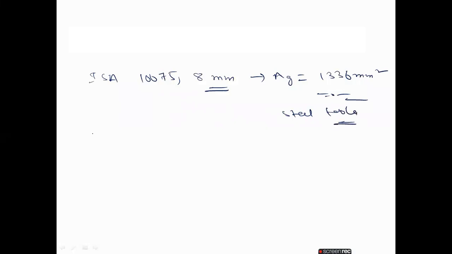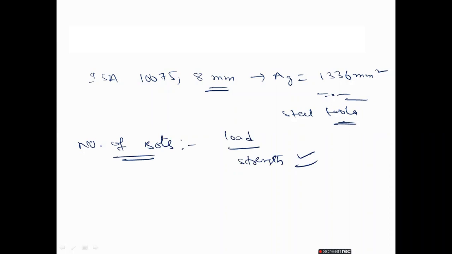Now the next step is to calculate the number of bolts. How will we calculate the number of bolts? Load by strength. This is the formula. We use the bolt diameter d, which is already given as 20, so the hole diameter d0 equals 22, as per the table in IS 800. Now we will use the gusset plate, and the thickness is 10 mm here.